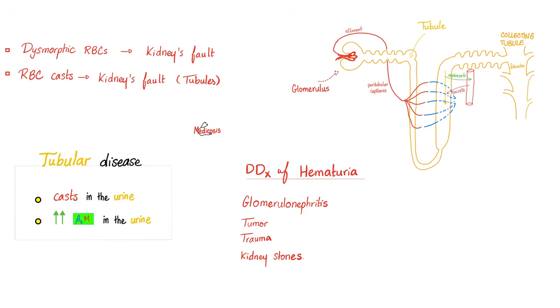Should I blame the ureter? Should I blame the bladder? Should I blame the urethra? Where the flip is the blood coming from? Well, to understand where, look for dysmorphic red blood cells and red blood cell casts in the urine. If you find them, blame the kidneys.